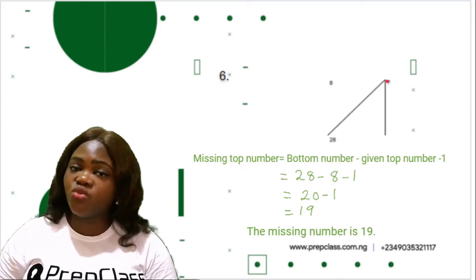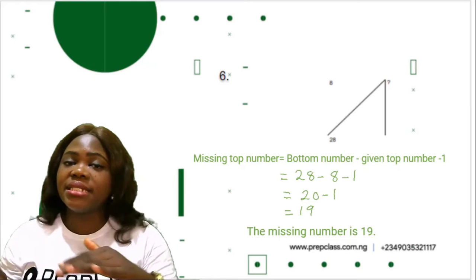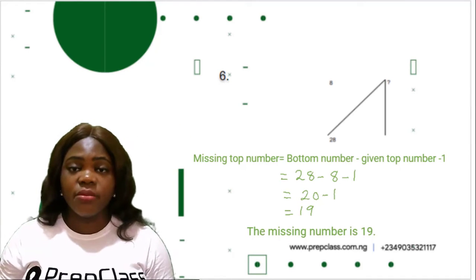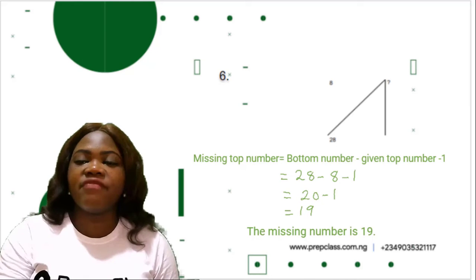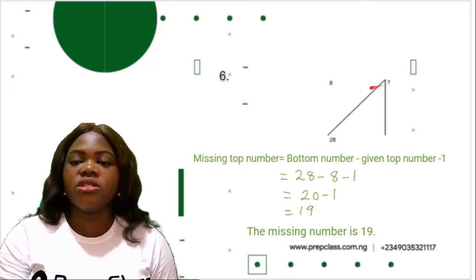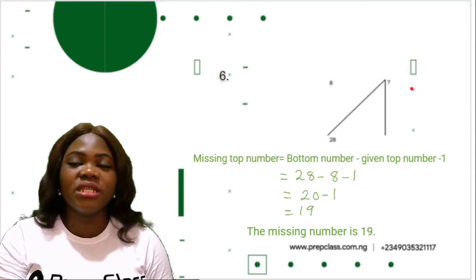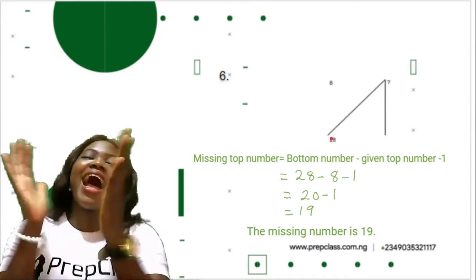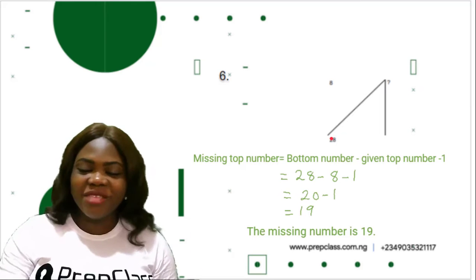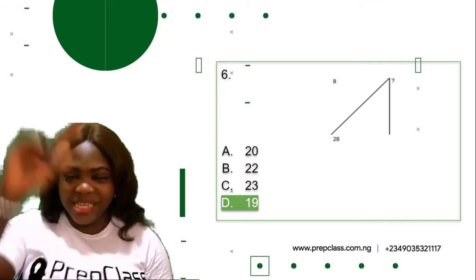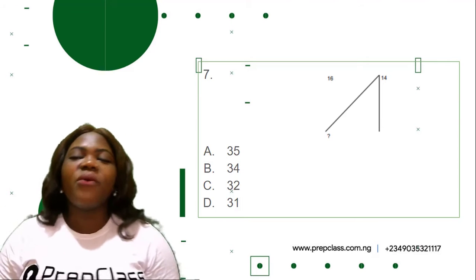Now let's check if it works with the sample. Remember, in the samples, add the two top numbers, then add 1 to it again to get the bottom number. So now that we have 19 here, 8 plus 19 is what? 27, right? Then 27 plus 1 is what? 28. Wow, we got this correctly. So the missing number is 19, and the correct option here is option D. Check. Question 7.